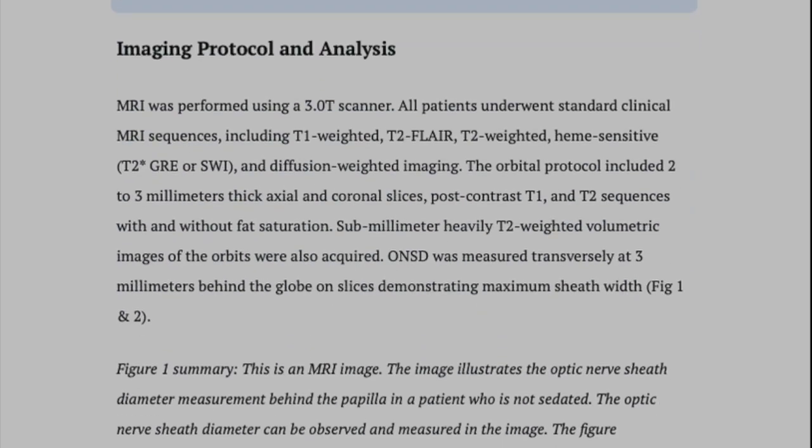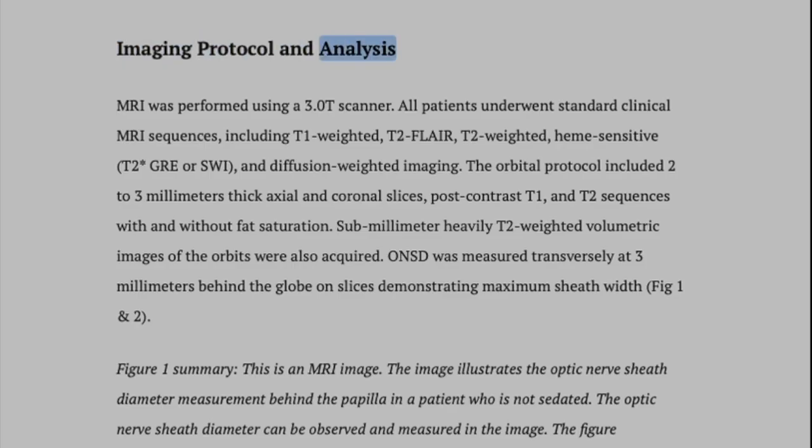Grouping. Patients were categorized into two groups. Sedated group, N equals 38, received triclofos oral, ketamine, or midazolam. Non-sedated group, N equals 40, underwent MRI without sedation.